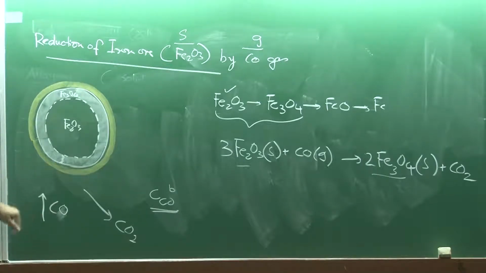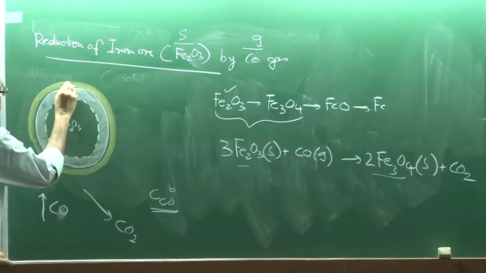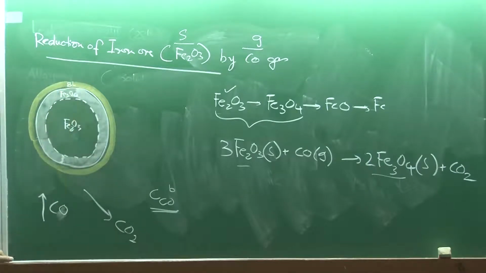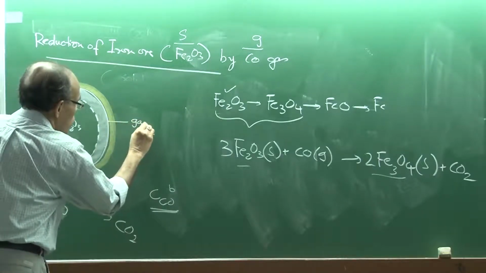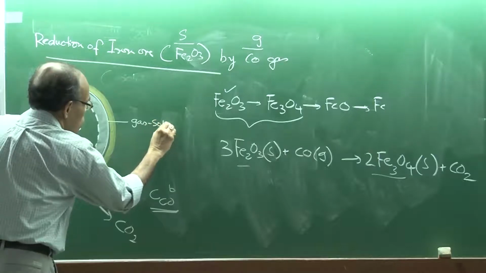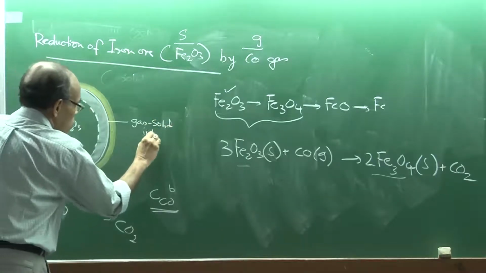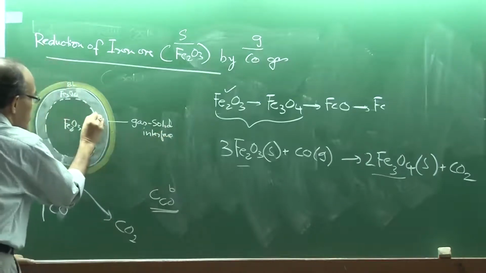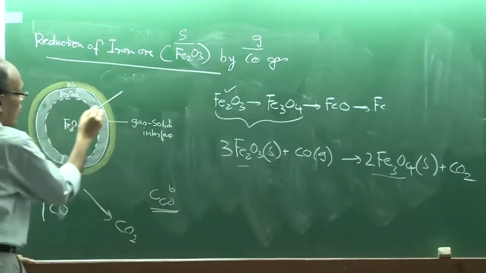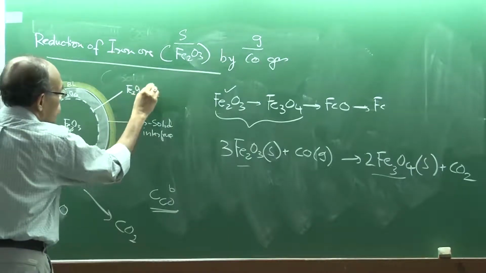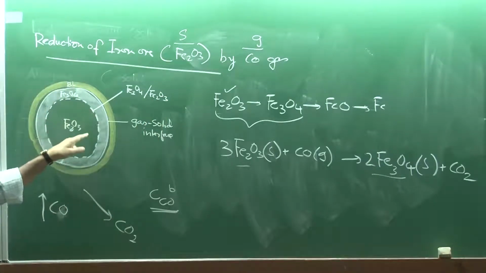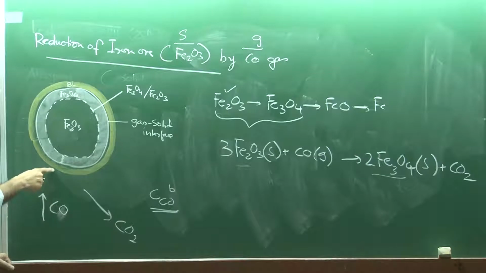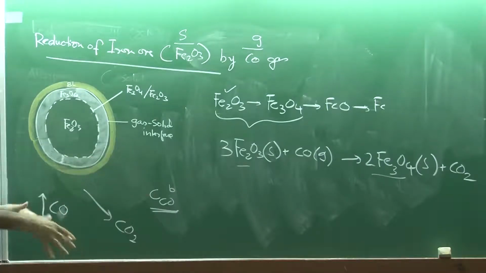Now, if you look at this, this is the boundary layer, and then we have the gas-solid interface, and this is the Fe3O4, Fe2O3 interface, which is the site of the reaction. So the gas from here comes to the edge of the boundary layer. So bulk transport is assumed to be fast.